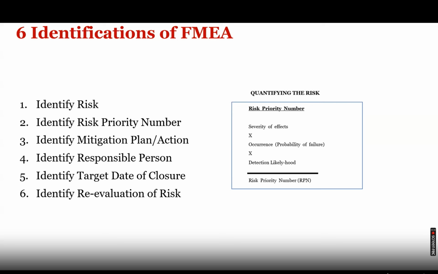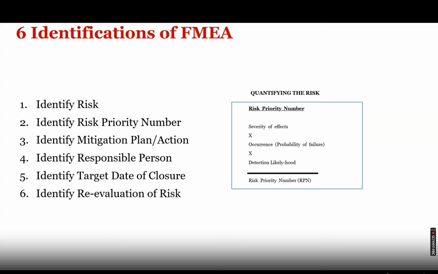Out of severity, occurrence, and detection, always remember severity is the most important factor that you have to consider. Now, if there are three risks in the risk register, all three having the same RPN, and any one of these three has the highest severity rating, that has to be handled first.